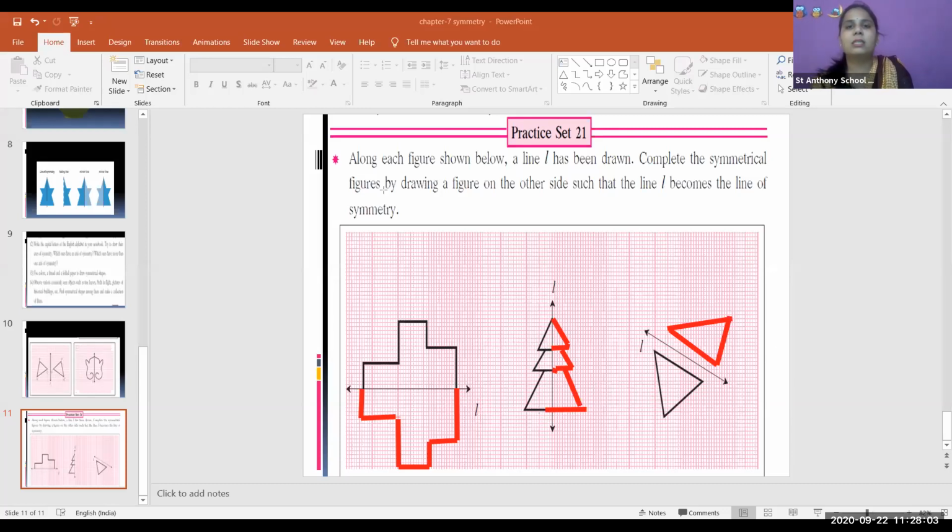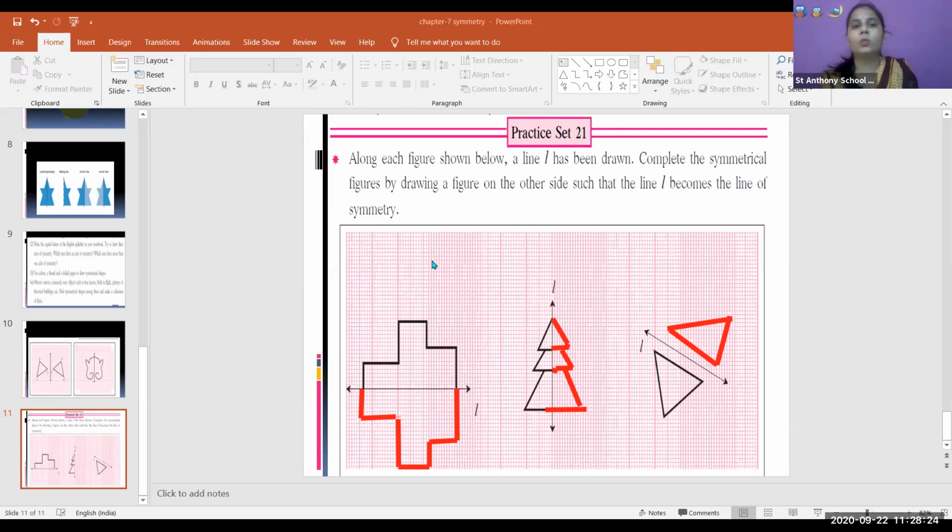This is practice set 21. So we have completed our practice set 20. We have completed our practice set 21. Let me see now how many problems are remaining. Now we have completed our chapter symmetry.